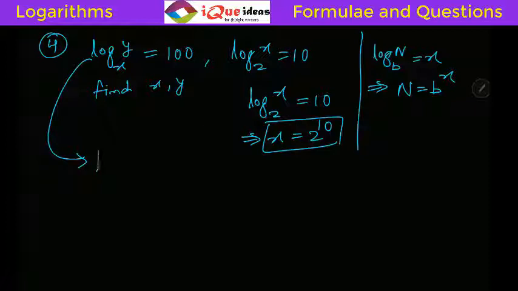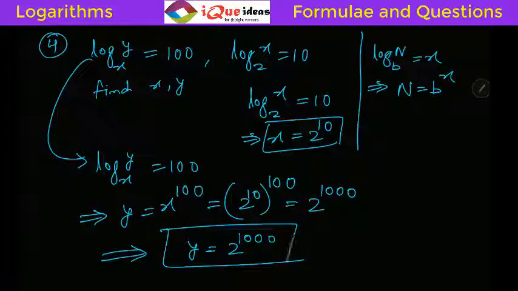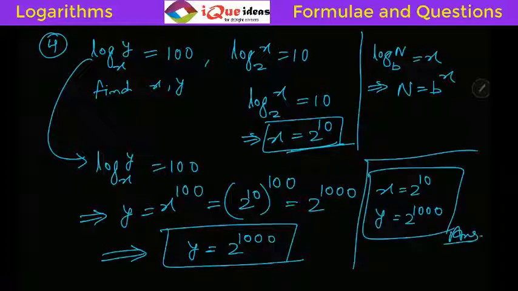Then from this one, log y to the base x, this is equal to 100. This gives us y, if you remove log, it will give us y is equal to x to the power 100. We have already calculated x as 2 raised to 10 and whole to the power 100. So the powers get multiplied and becomes 2 raised to the power 1000. That means y is equal to 2 raised to the power 1000. Right? So this was a good question. Let's take up the next question now.